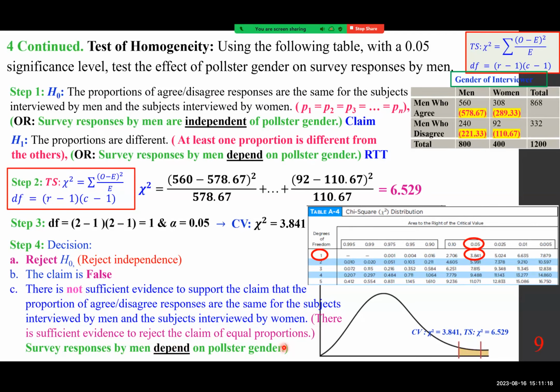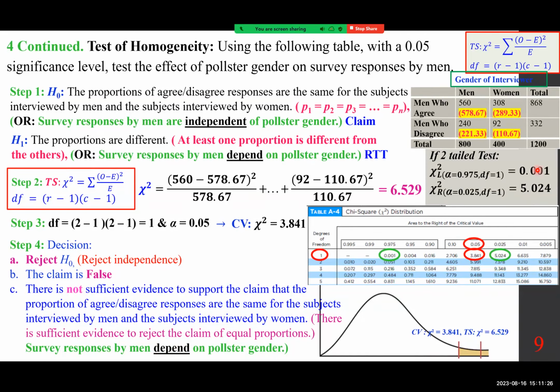And we're done. If you were to treat this as a two-tailed test, then the numbers that we get for chi-squared, one of them is this number, 0.001, almost zero, and one of them is this. And this is way larger than this. And again, it puts it into the rejection region, resulting in the same answer.